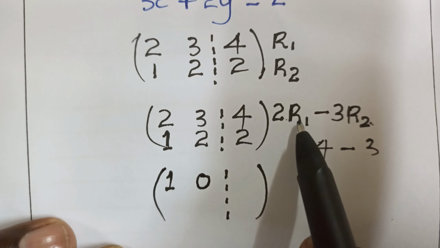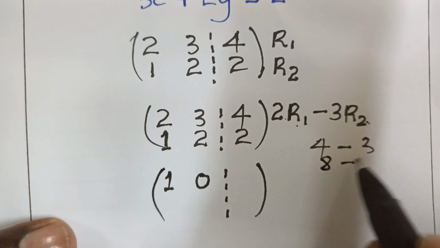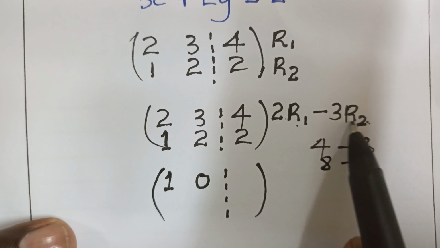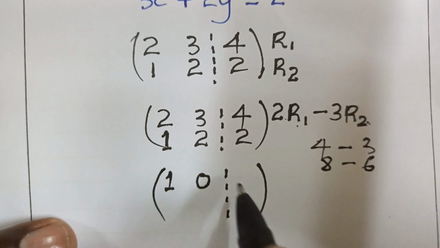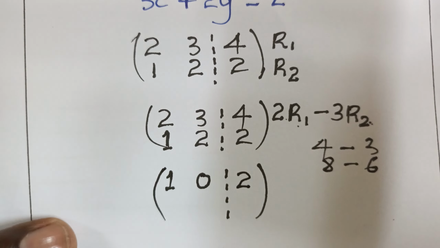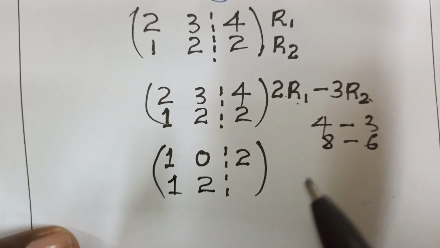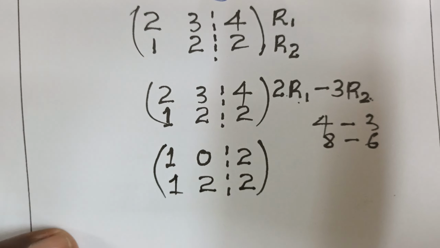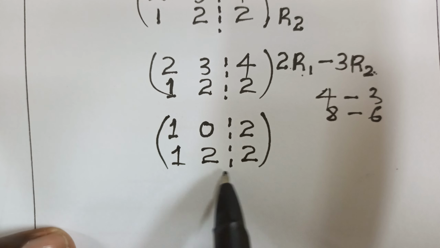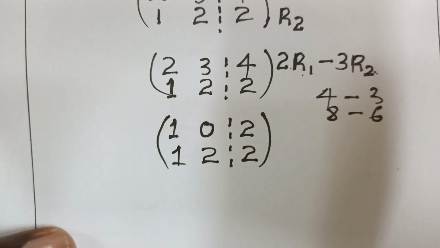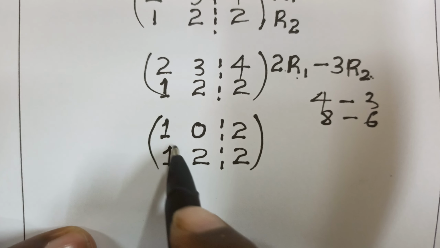Guys, we now come to this position. This is going to be 2 times 4 is 8. 8 minus 3 times row 2, we use this 2. So this is 6. And therefore, guys, this becomes 2. And therefore, I can now write the rest. 1, 2, and here we have 2. From there, guys, now we come and make one of these to be 0. And for this, I can make 1 to be 0.